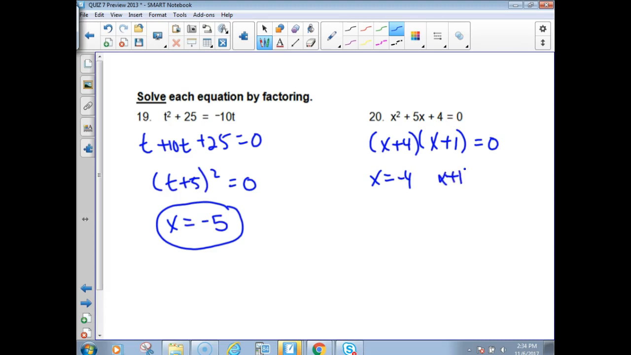Okay, x plus 1 equals 0. You get x equals negative 1. You guys know how I got negative 4, right? I set it to 0. All right.